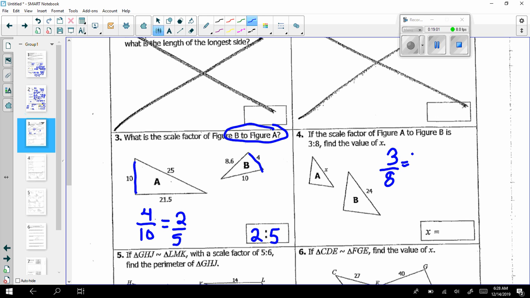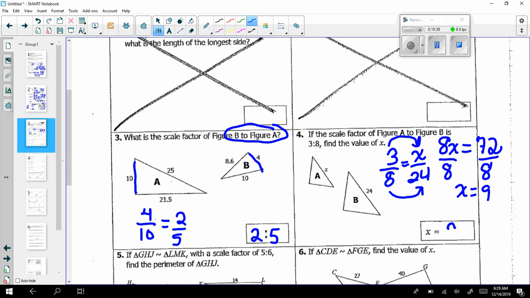3/8. What is x? So that's x over 24. Now, one of the things that you can see is that 8 times 3 is equal to 24. So if I did 3 times 3, that would give me 9. If you remember working with equivalent fractions. If not, let's just do your cross multiplication. That's 8 times x is equal to 3 times 24, which I believe is 72. And I'd solve by dividing by 8, and x is equal to 9. Okay, and let's keep going.